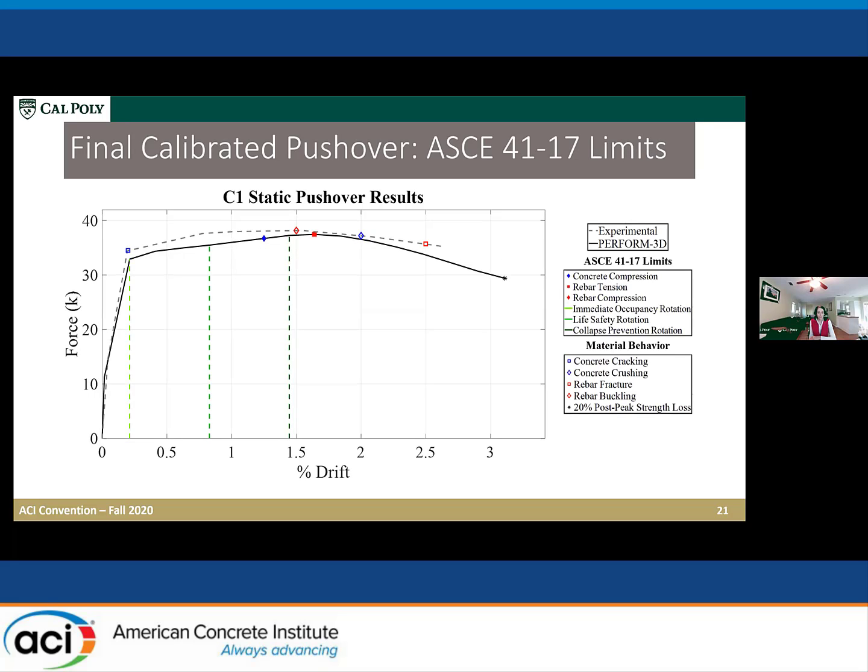When we're looking at the ASCE limit states, we see that we have concrete compression at 1.25% and rebar tension at 1.6%, and that we have some conservatism in the immediate occupancy, life safety, and collapse prevention states as compared to the experiment.